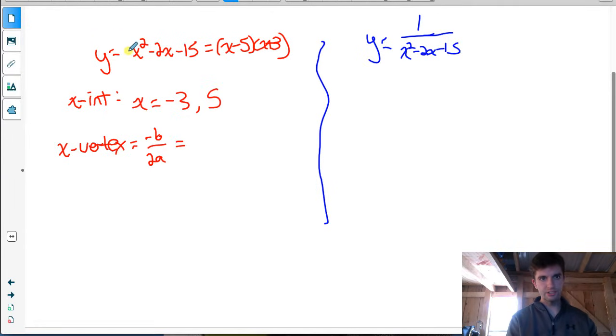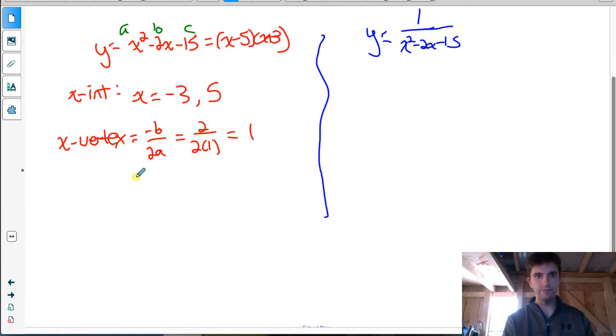So if the function is in standard form, the coefficient of the x squared is a, the coefficient of the x is b, and the constant is c. So in this equation, we only need b and a. So negative b, so negative negative 2, well that's just 2, over 2 times the a value, which is just 1, so 2 over 2, which is 1. So the x-coordinate of the vertex is 1.